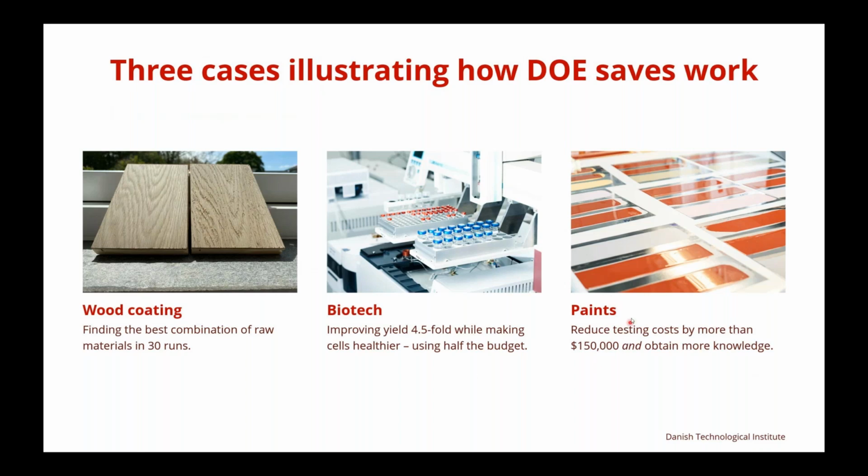And finally, in the last example, we saw how when you have large R&D projects with a lot of things you want to investigate, DOE can really save you a lot of experiments. And if your experiments are expensive, and most experiments typically are, if nothing else in time, it could have saved this company almost $150,000, and they would have gotten a better result in terms of knowledge for the decisions they were looking to make.